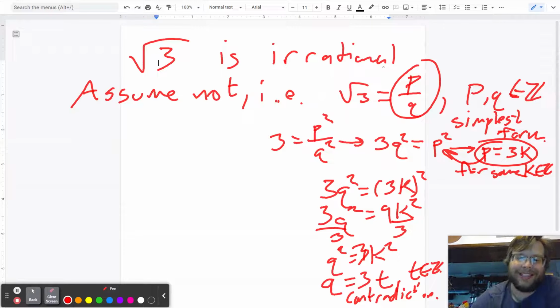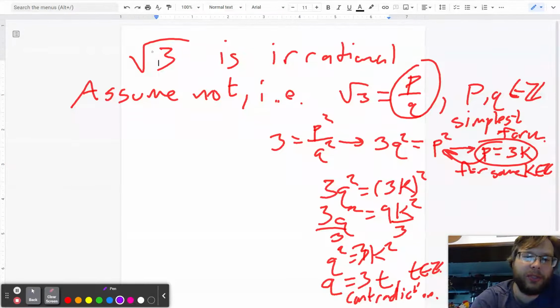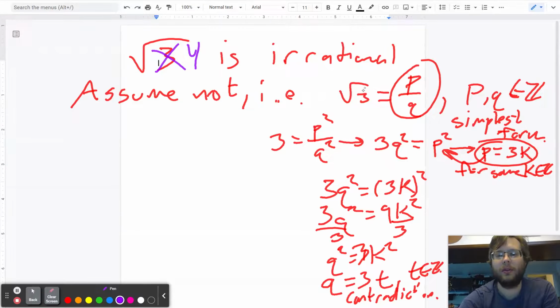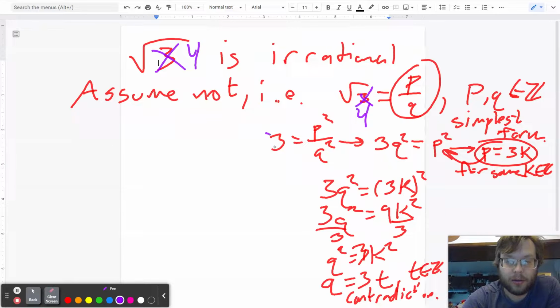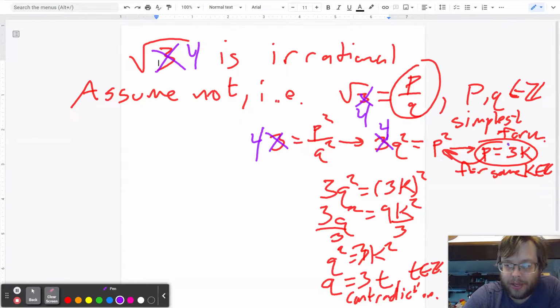What I want you to think about is, if I go back through this proof and change the 3's to 4's, where does it break down? Because we know the square root of 4 is rational. So let's go through it. And here at 4q squared equals p squared, I can't necessarily conclude that p equals 4k, because it's possible that p equals 2k. Because right there, we know that 2 times 2 is equal to 4.